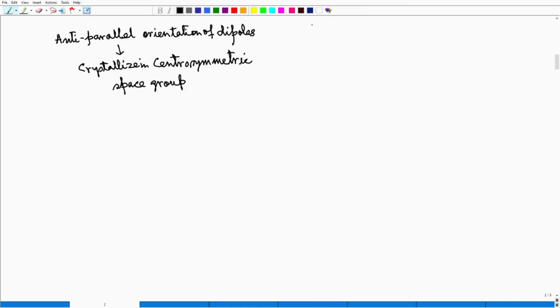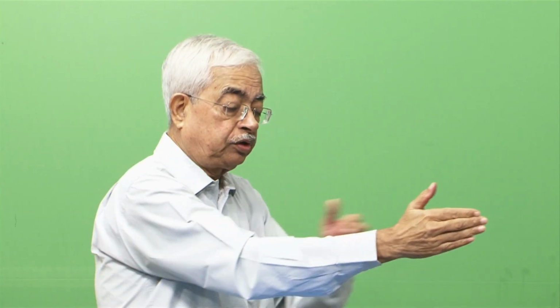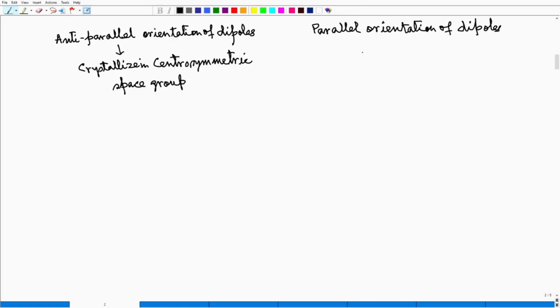Parallel orientation of dipoles. Dipoles parallel. Parallel means this is positive, this is negative, and I will say this is positive, this is negative. So, both are like this. If they are parallel, then what will happen? They will be crystallized in non-centrosymmetric space group, because they are not symmetric. So, non-centrosymmetric space group.